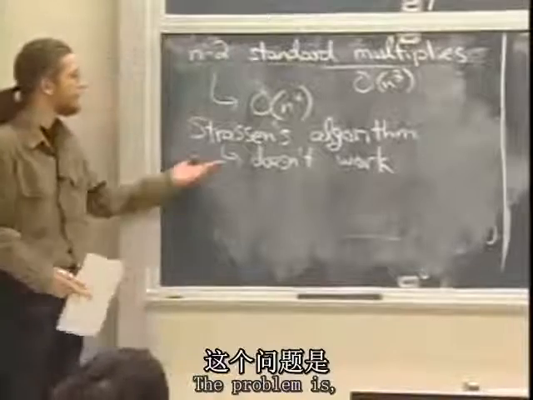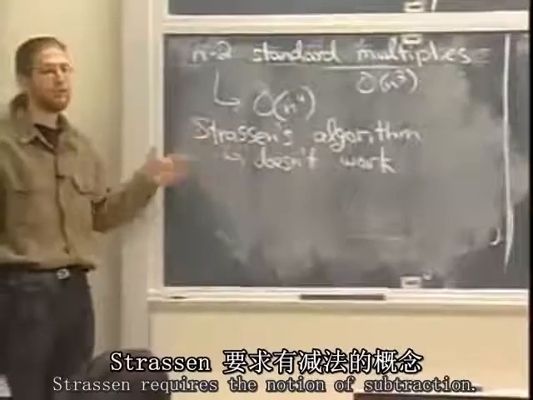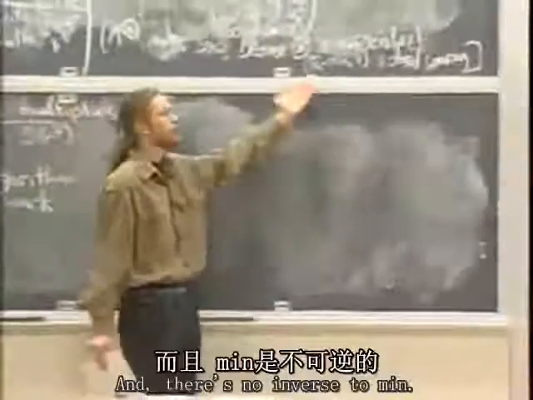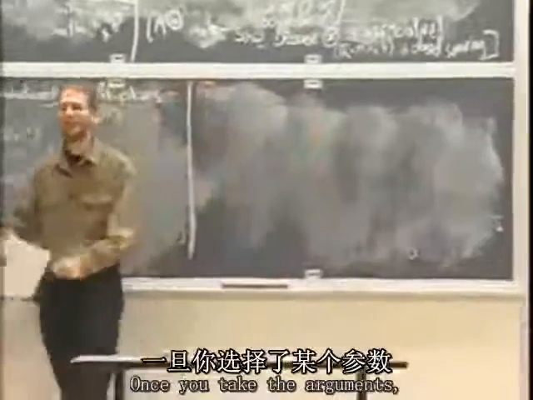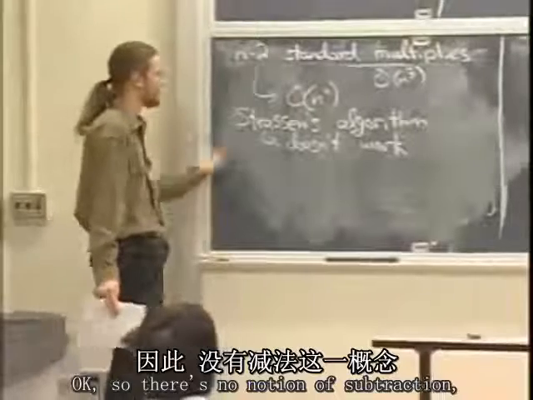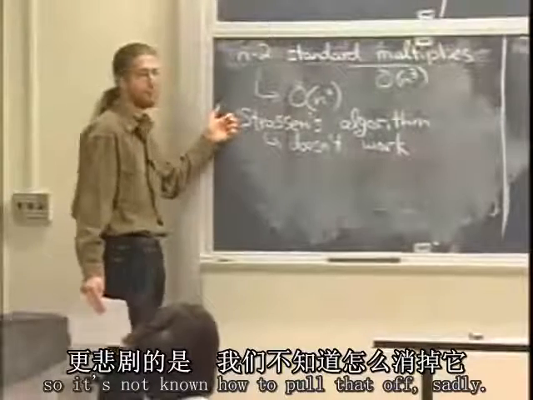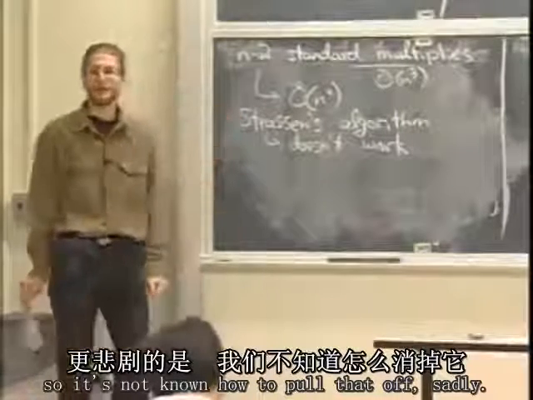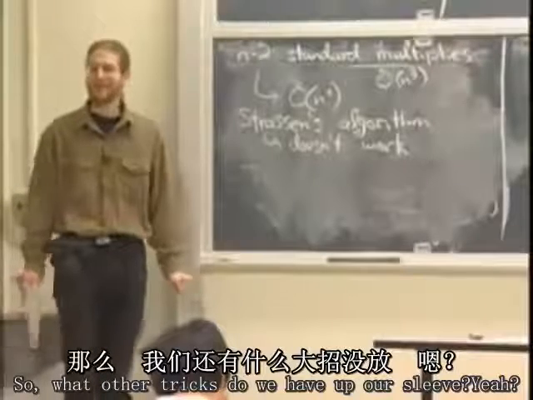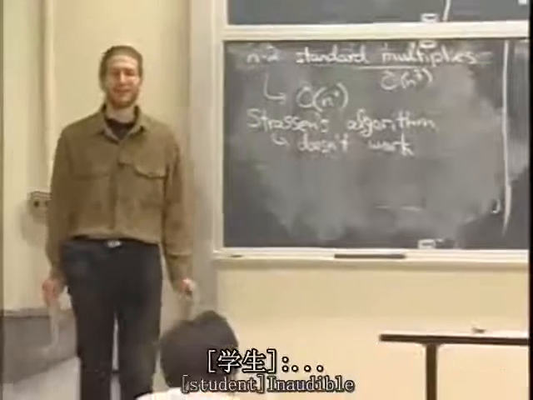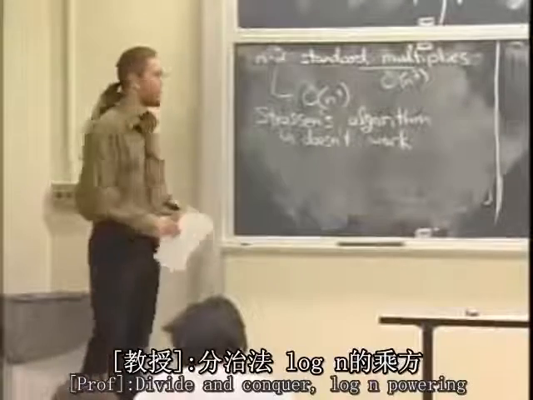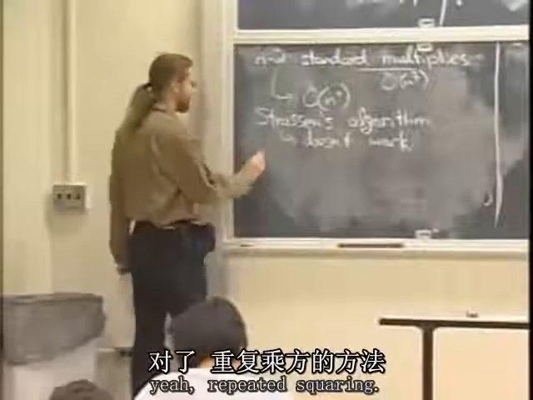The problem is Strassen requires the notion of subtraction. And here, addition is min. And there's no inverse to min. Once you take the min of the arguments, you can't undo a min. So there's no notion of subtraction, so it's not known how to pull that off, sadly. So what other tricks do we have up our sleeve? We have the divide and conquer log n powering. Yeah, repeated squaring. That works.